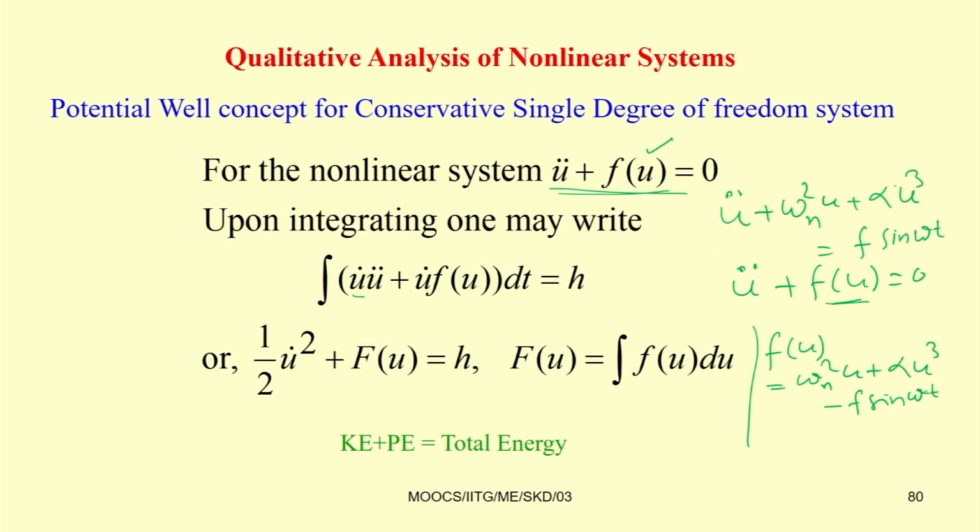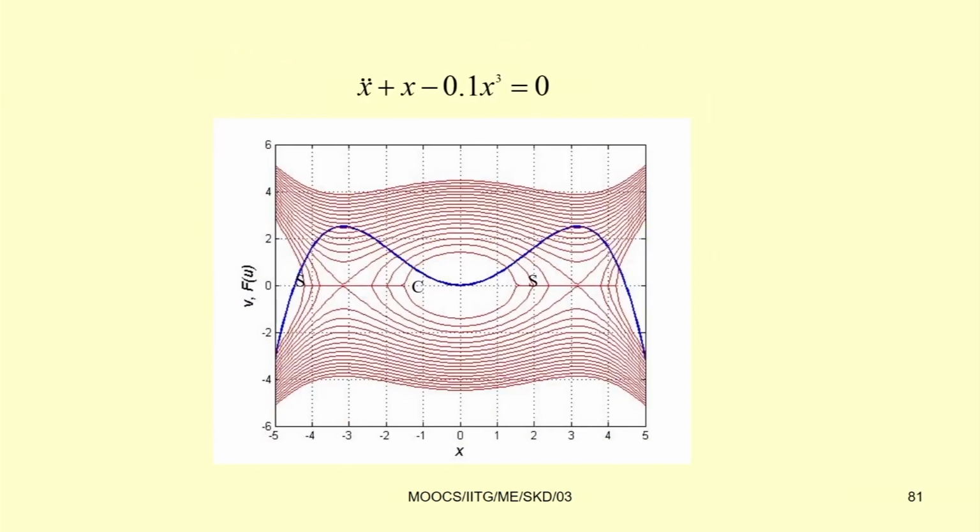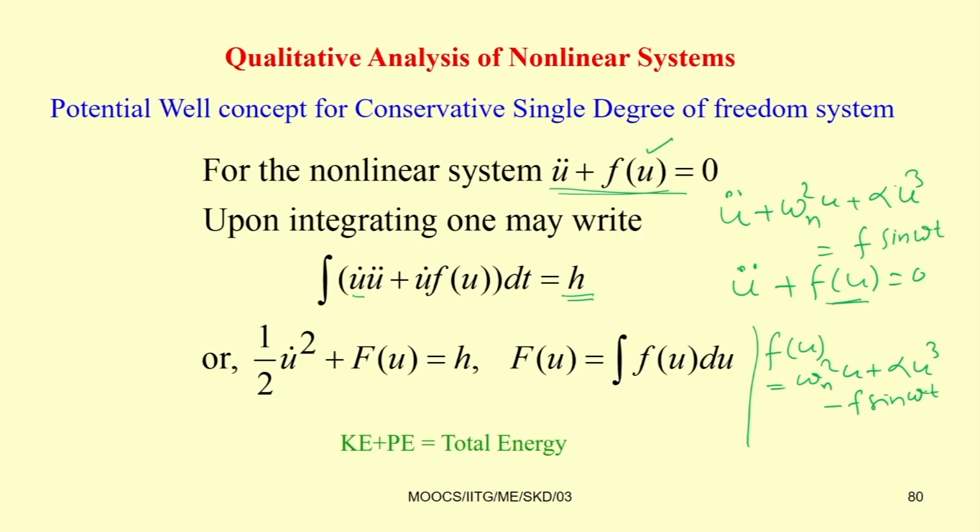So, this becomes a constant, because the differentiation of a constant is 0. So, integration of this thing will be a constant. So, your equation you can write in this form: u dot into u double dot plus u dot f(u) dt equal to h. The integration of u dot u double dot is nothing but half u dot square, and the integration of u dot f(u) can be written as capital F(u). So, that is equal to h.